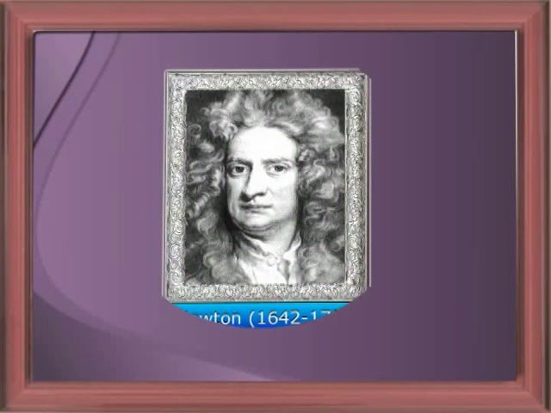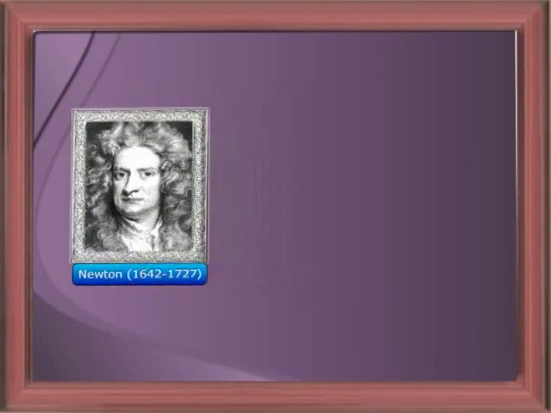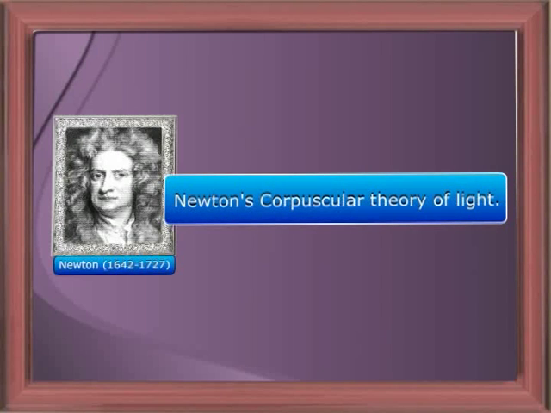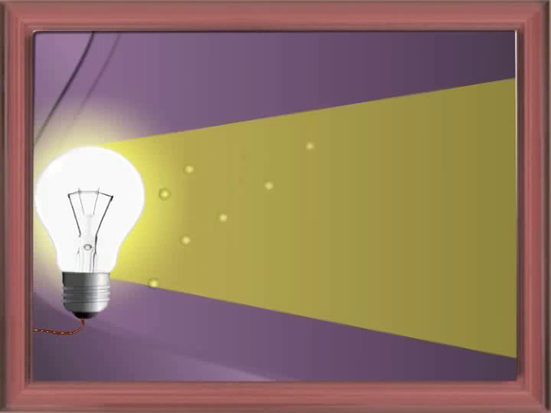In the middle of the 17th century, Sir Isaac Newton has given a theory which is popularly known as Newton's corpuscular theory of light. Newton considered light is made up of point-like particles without any mass. He named these particles as corpuscles. Where do these corpuscles come from? According to Newton, these corpuscles are emitted by luminous sources. But first, tell me what a luminous source is.